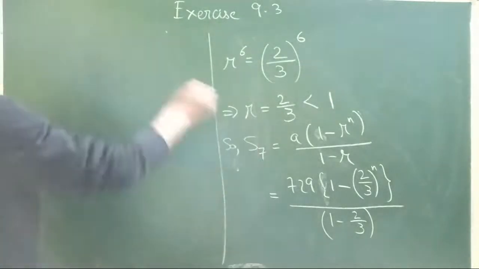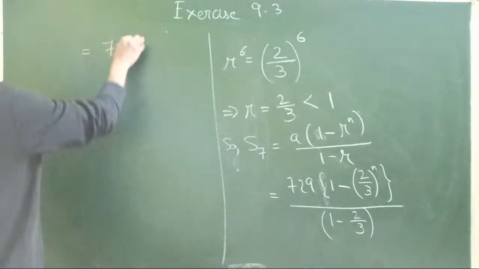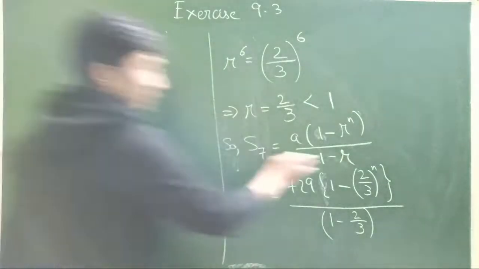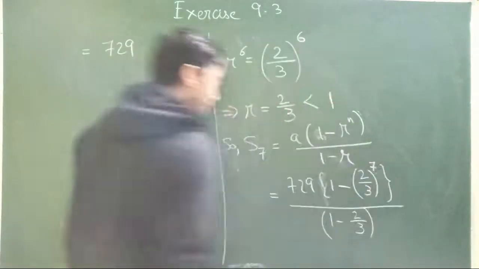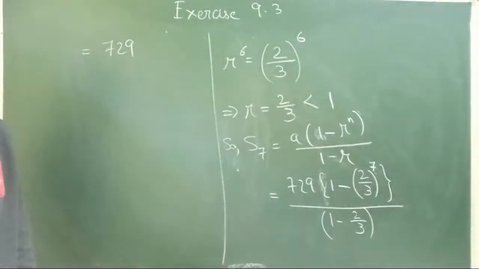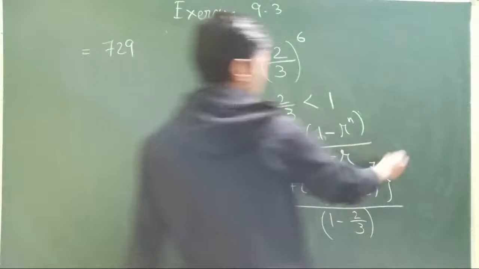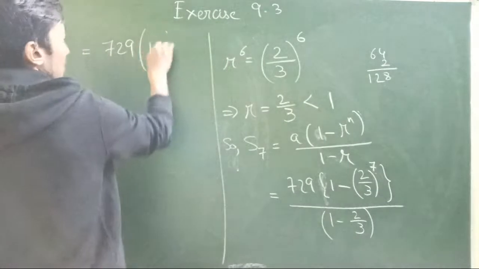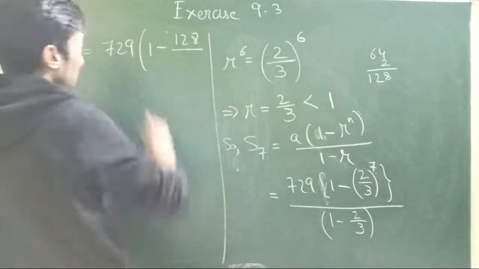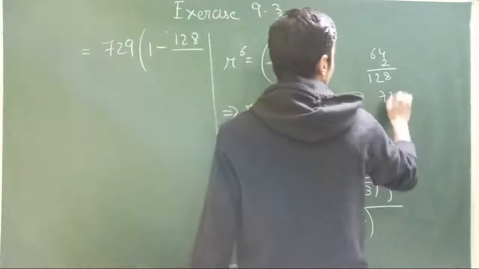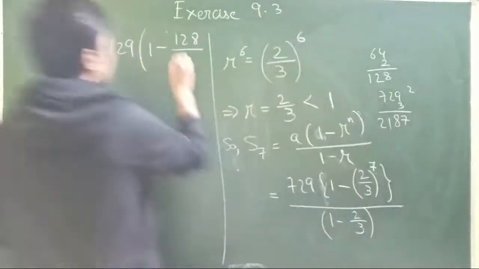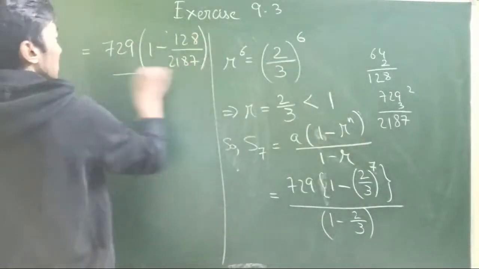Let's simplify and solve. 729 into, okay, sorry, this is also 7. So just now we're at 64. 64 into 2, 2 4s are 8, 2 6s are 12, 128. So 1 minus 128 divided by, and this was 729 if you remember. 729 into 3, 3 9s are 27, 2 are 2 are 6, 7, 8, 3 7s are 21, 2187. I think we will need to do a little bit of simplification here.